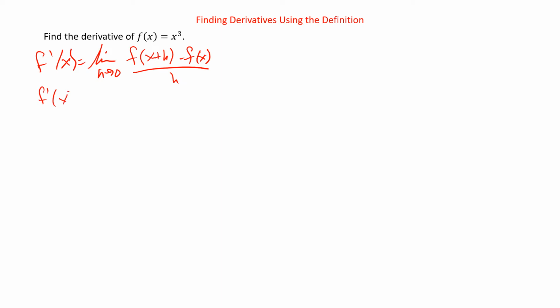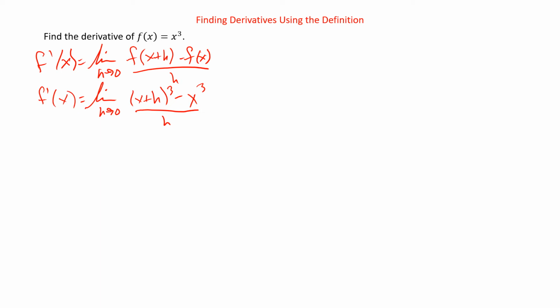F prime of x equals the limit as h goes to 0. F of x plus h is going to be x plus h cubed. X plus h cubed minus f of x, which is x cubed, over h. So now if we just plug in 0, we're going to get x cubed minus x cubed over 0. It's 0 over 0. That doesn't do us any good.